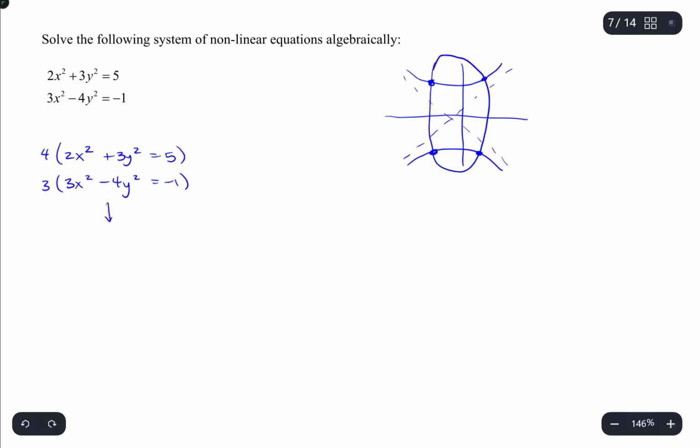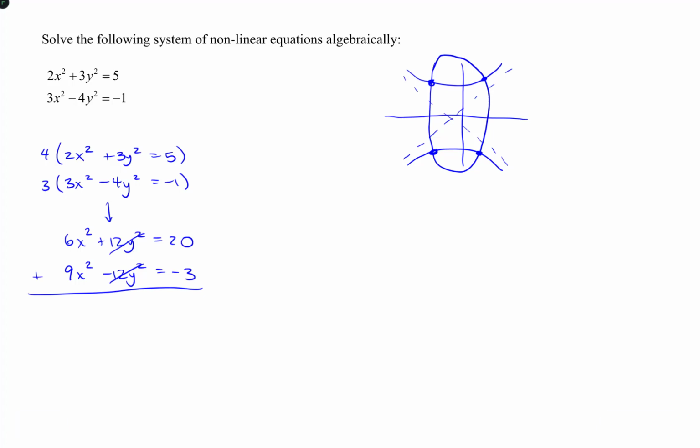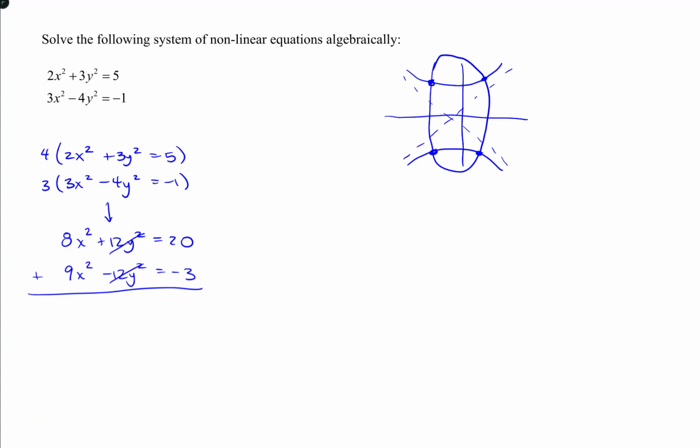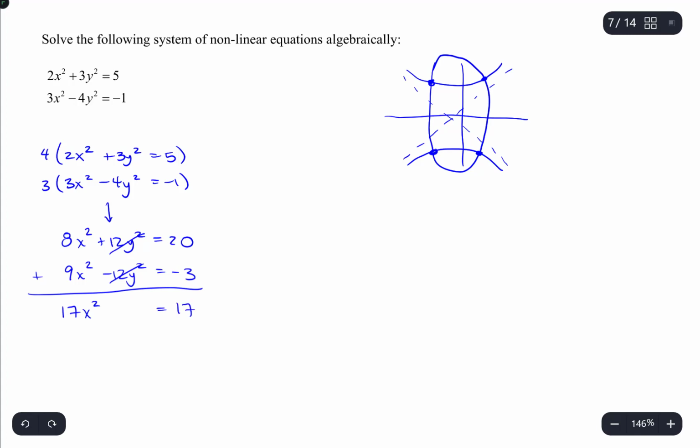So what happens there is we end up with 8x squared plus 12y squared equals 20. And the next one is 9x squared minus 12y squared equals negative 3. So when I add these two equations together, the y variable will cancel out. That's what I wanted to happen. So 9x squared, oh, I'm sorry, this would be 8x squared, wouldn't it? 4 times 2, obviously. 9x squared and 8x squared would add to 17x squared. Then 20 minus 3 would be 17.